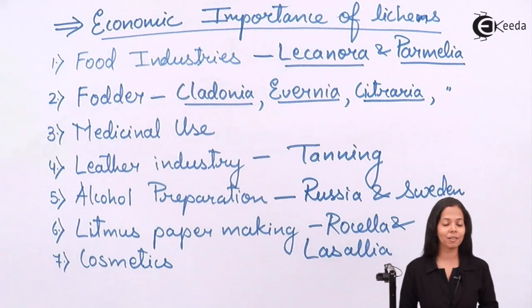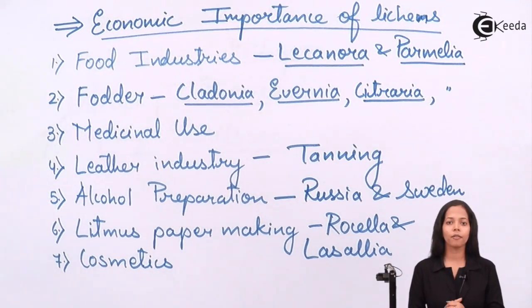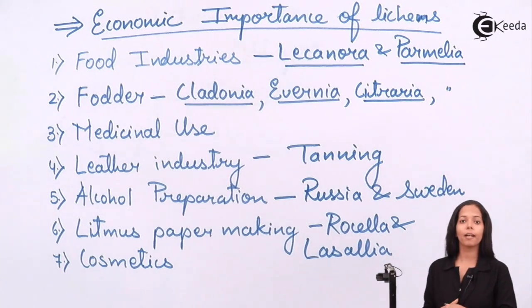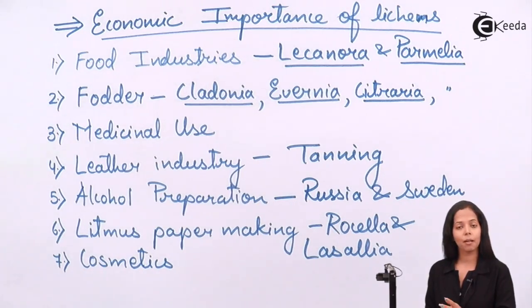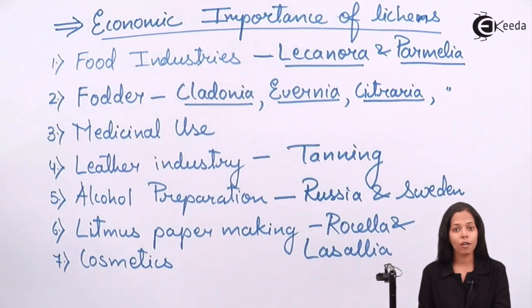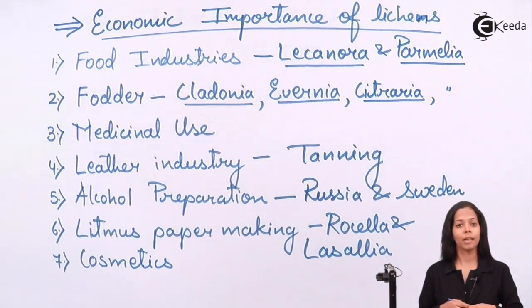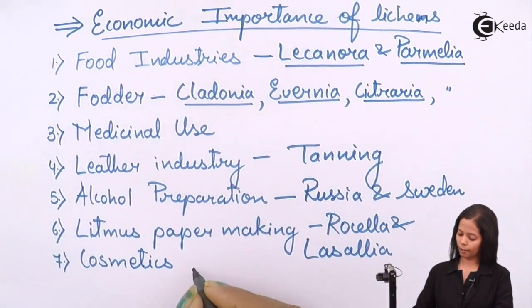The last application is the cosmetic industry. There is one lichen, Evernia. Evernia lichen has a very good floral smell. It is basically used in making lipsticks or female perfumes. So the perfumes and the lipsticks are made from the lichen called Evernia.